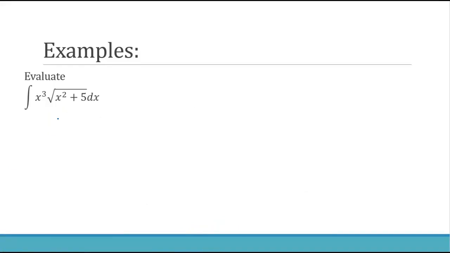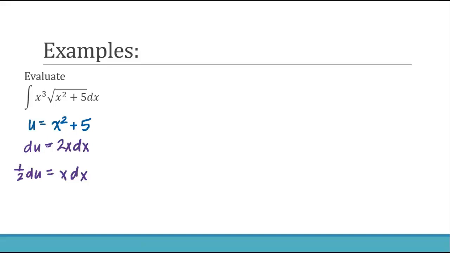In this one, we want to evaluate the integral of x cubed times the square root of x squared plus 5. Now, if we go ahead and let our u be this inside function, so u equals x squared plus 5, we'll see what happens. If we take the derivative, du, we're going to end up with 2x dx. Well, I have x cubed dx, so let's divide by that 2. So 1/2 du equals x dx.